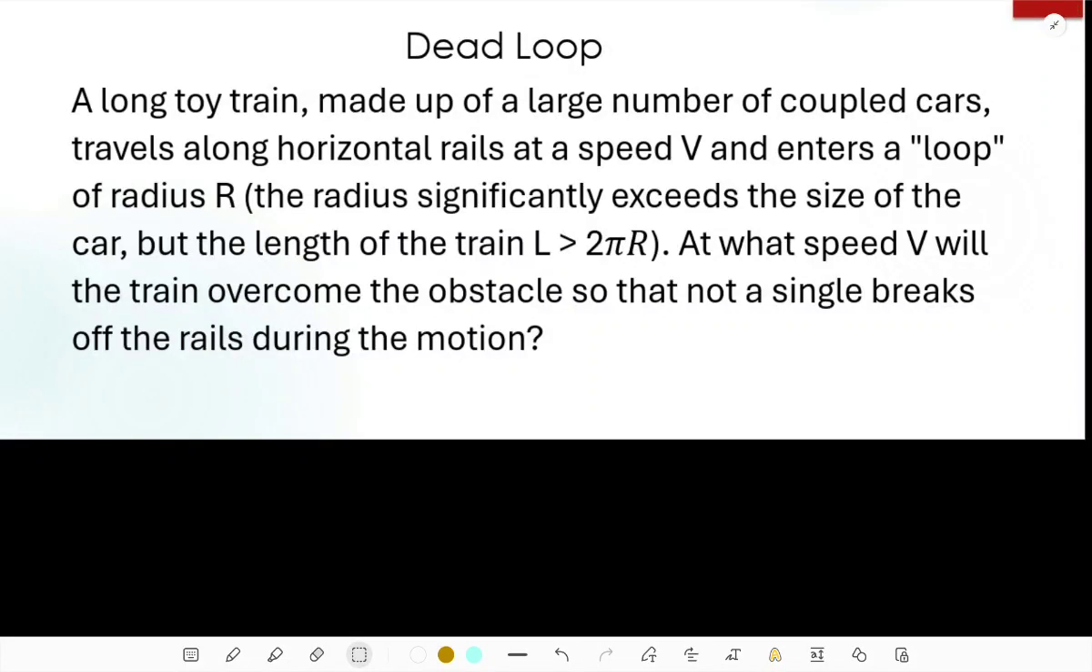So, welcome to a new problem solving session. This new problem says: a long toy train, made up of a large number of coupled cars, travels along horizontal rails at a speed v, and enters a loop of radius r. So it has got some velocity. It enters a loop of radius r, and the loop must be in a vertical plane.